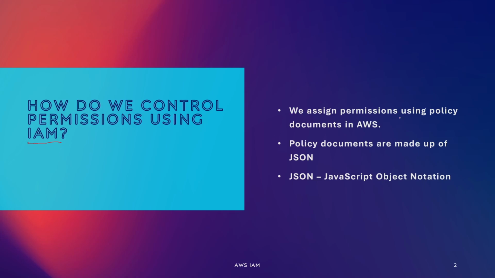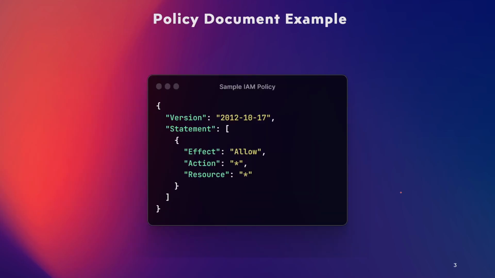So we basically assign permissions in AWS using policy documents. We have something called IAM policy documents, which are basically used to assign such permissions to users or groups. Policy documents are made up of JSON. For the people who do not know what JSON is, JSON stands for JavaScript Object Notation. It's quite simple to understand, quite easy to grasp. So let's dive right into an example so you get a better understanding.